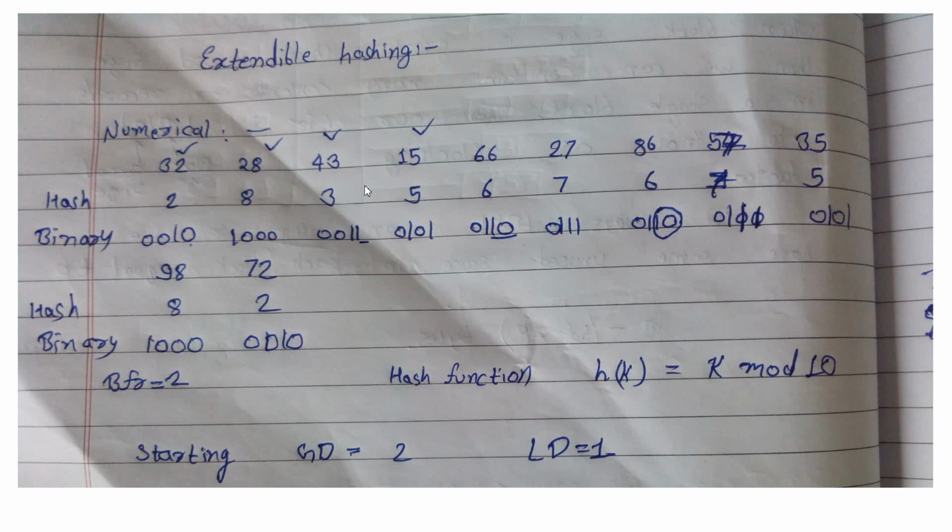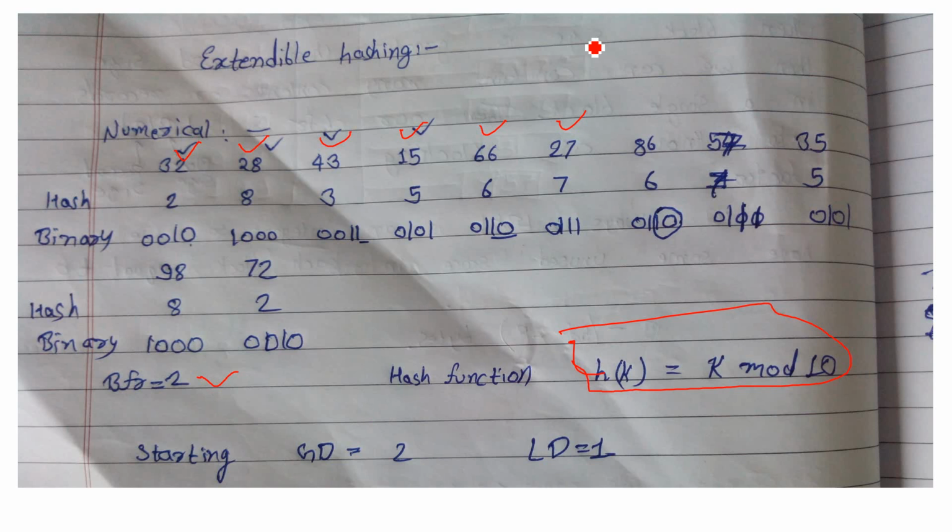Hi friends, in this session I am explaining extendable hashing in a simpler way to solve the numerical. Let us take a numerical to solve extendable hashing, and we have this numerical on the slide where we have to insert these numbers 32, 28, 43, 15, 66, 27 into the directory, and we are given a hash function by which we calculate the hash, and given that the BFR is 2.